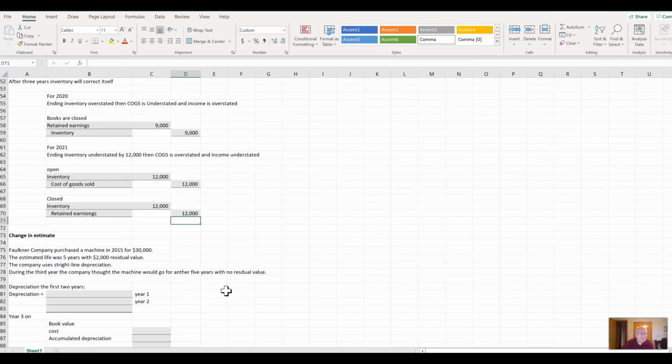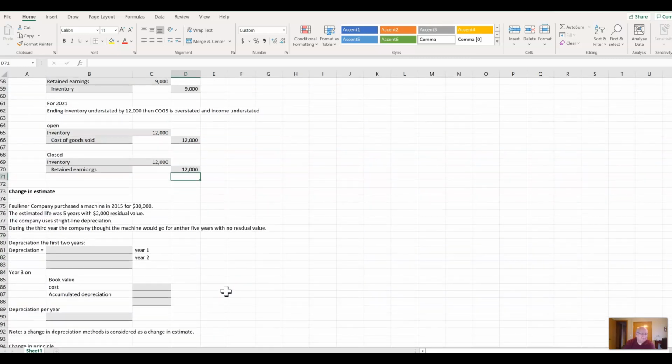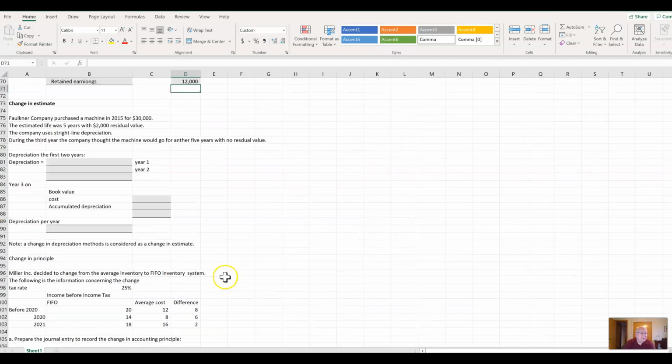Okay. Now, change of estimates. On this one, we have Faulkner Company. How much time? I got 9 minutes. Okay. Faulkner Company purchased a machine in 2015 for $30,000. The life was for 5 years with the 2,000 residual value, or salvage value, or trade-in value, whatever you want to say it. We're going to use the straight line depreciation method.